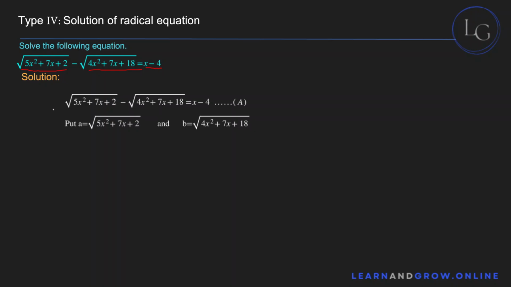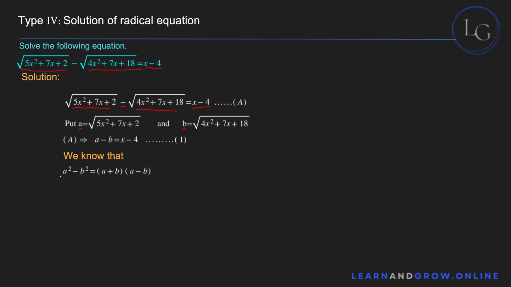Well, you'll give this first radical expression the value of a, and you'll give the second radical expression the value of b. Now, as you know, this is a minus b. This can be written down as a minus b, and that is equal to this x minus 4, and we'll call this equation 1.